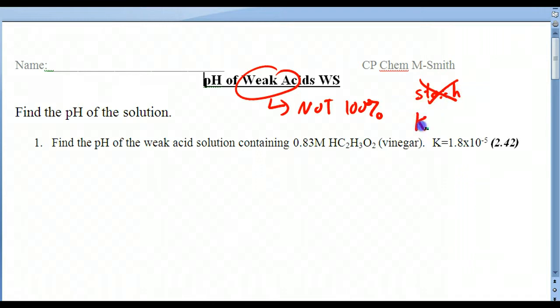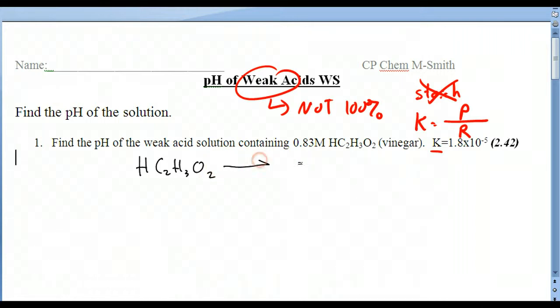You're going to have to use a K equals products over reactants type math, and notice the K value we have here. We don't know to what extent the acid, in this case acetic acid, will ionize to the two products. And according to the Arrhenius definition, it ionizes to H+, it produces H+, that's what an Arrhenius acid does. And then you get the anion, the everything else.